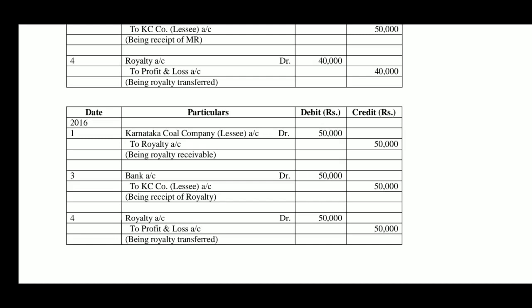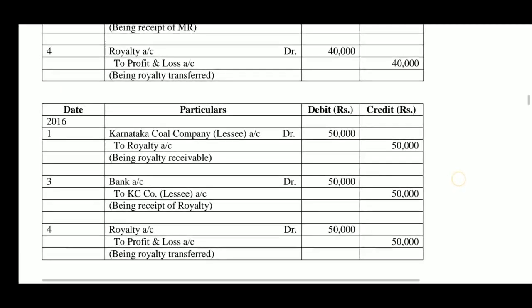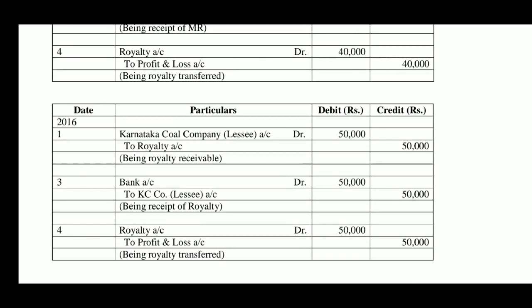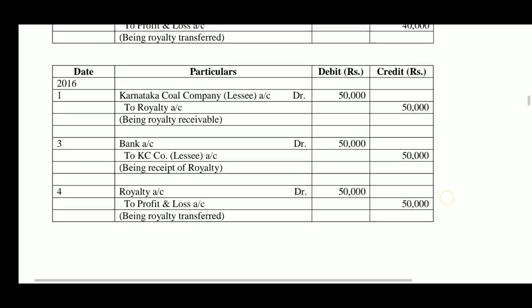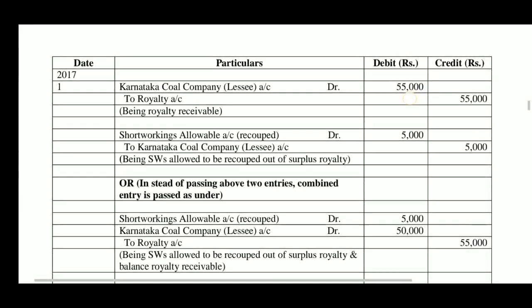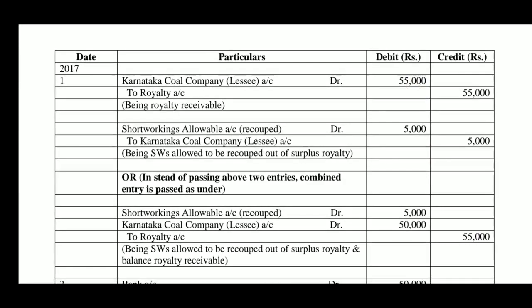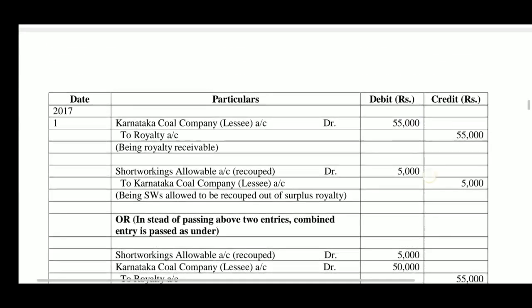Now, when it is received actually, bank account debtor to lessee's account, being receipt of royalty. Here it is not minimum rent, it is royalty which is received. So, being receipt of royalty or being royalty received, bank account debtor to lessee's account, that is KC, Karnataka Coal Company account. Finally, it is transferred, royalty account debtor to profit and loss account, being royalty transferred with the amount of actual royalty 50,000.